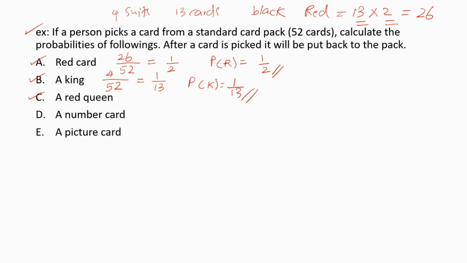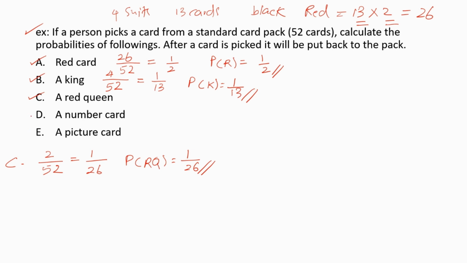Option C, a red queen. Let's do it here. So, red queen, there are 52 cards. There are 4 suits and 2 of them are red. So, there will be 2 red queens. This is the probability. We can simplify this to 1 over 26. So the probability of picking, let's say, a red queen equals 1 over 26.